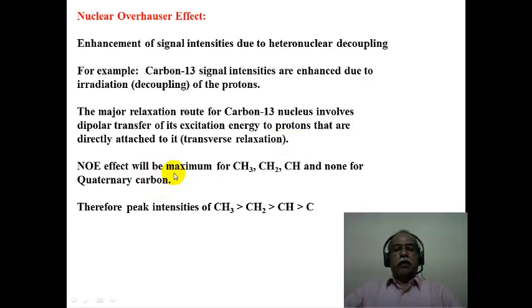Therefore, NOE will be maximum for the carbon which has the maximum number of hydrogens, namely CH3, and then CH2 and CH in terms of intensity. So the peak intensity will normally be that CH3s will be more intense, CH2 will be the next intense line, CH also will be the next intense line. Finally, the quaternary carbons will have the least intensity. One can easily identify quaternary carbons in carbon-13 spectroscopy because of the poor intensity of that signal compared to the other signals.